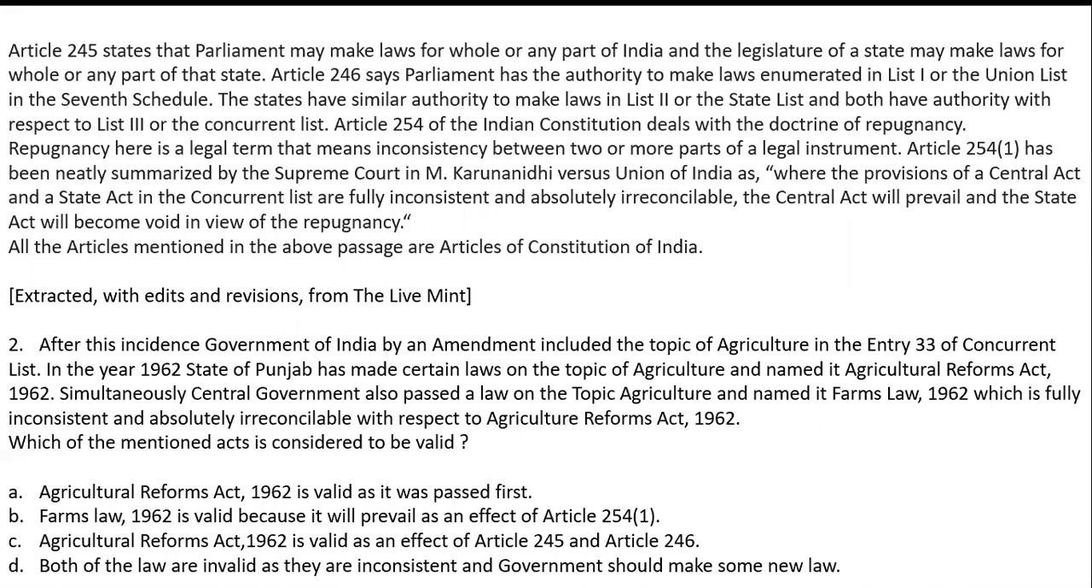So moving on to the D option. D option suggests that both of the laws are invalid as they are inconsistent and government should make some new laws. So these suggestions are not invited here in the paper. If any option suggests anything like this, then it's a high probability that the option is wrong. This suggestion is also not in coherence with the passage, so it's completely wrong. Okay, so should we move to the next question?